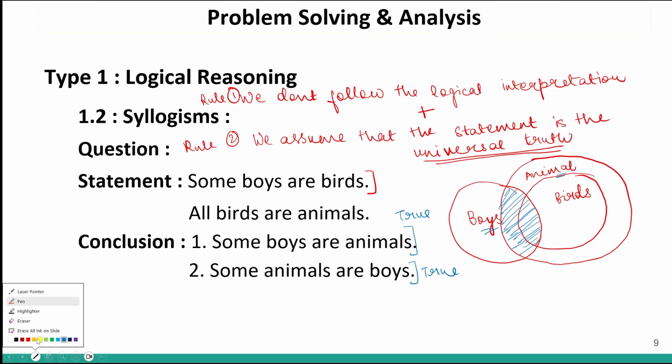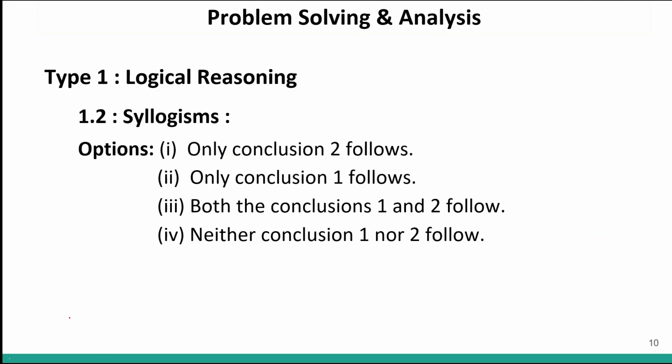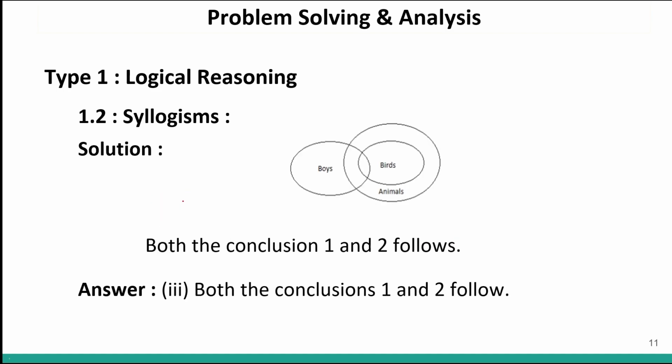So our answer will be, if you look at the options, in option we have only conclusion 2 follows, only conclusion 1 follows, both conclusion follow and neither. So both the conclusion follow. So option number 3 will be the correct answer. This is the diagram that we draw. Venn diagram. Okay. So this was the concept of syllogisms that came in type 1 part 2 syllogisms.